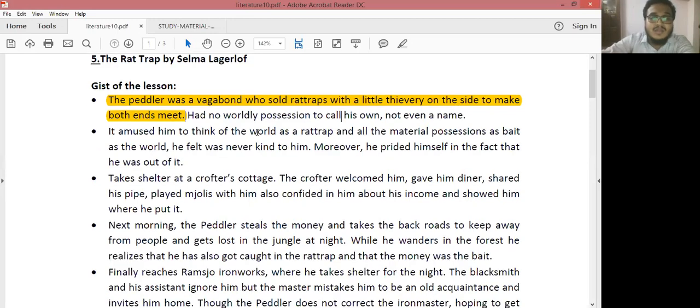It amused him to think of the world as a rat trap. Okay, see, what happens being a student, sometimes you poke a finger at another friend, just poke them, make them irritated. Some of them enjoy it. Some of them keep troubling others, and they feel happy. So whatever makes you happy, you find yourself doing it regularly. So what happens when you don't have options?